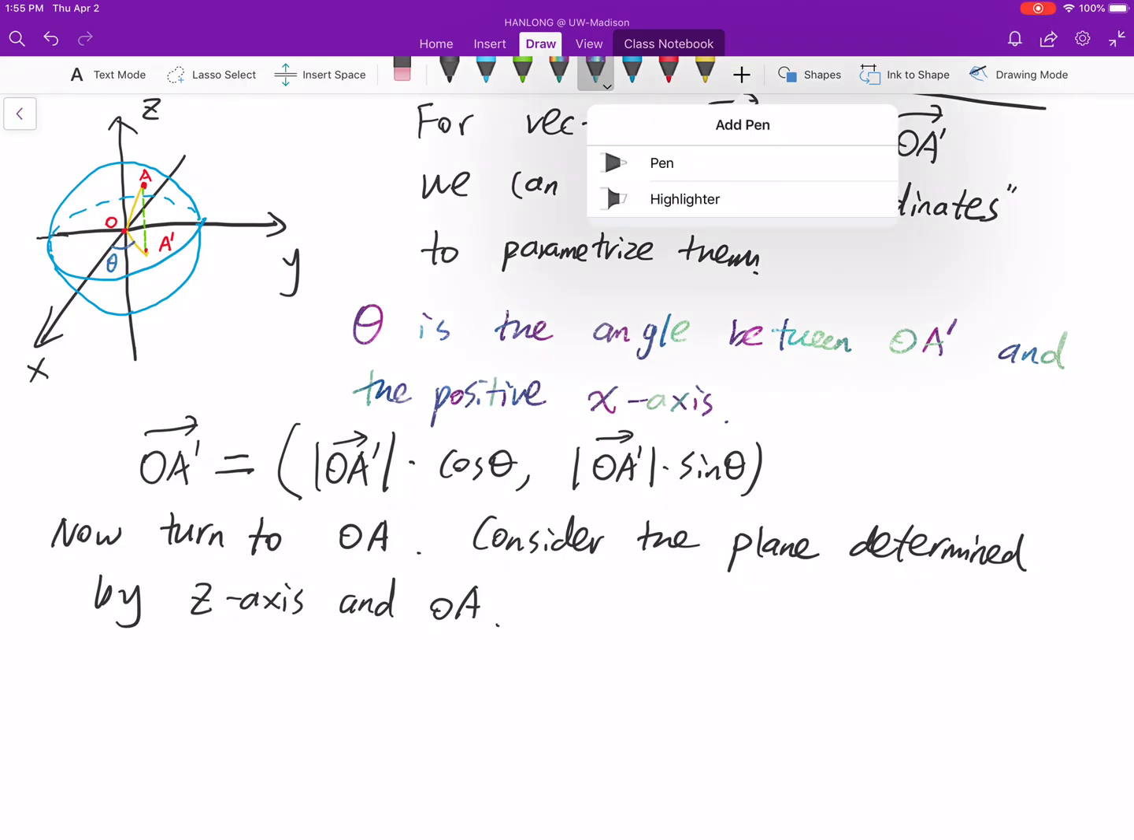Do I have more choice? Okay. Never mind.